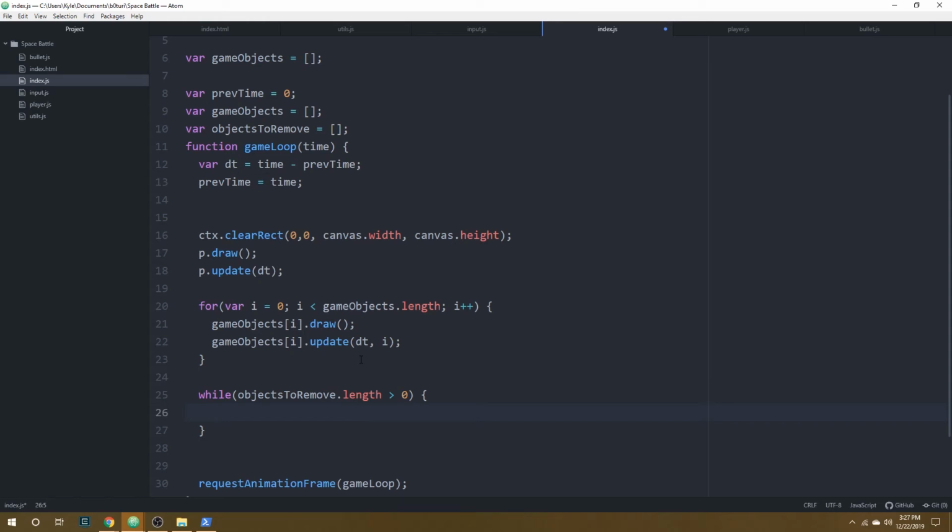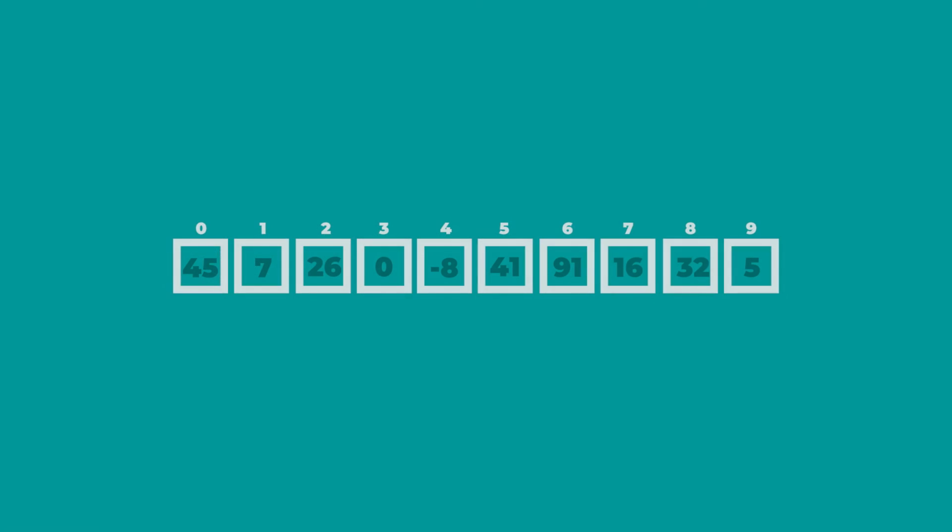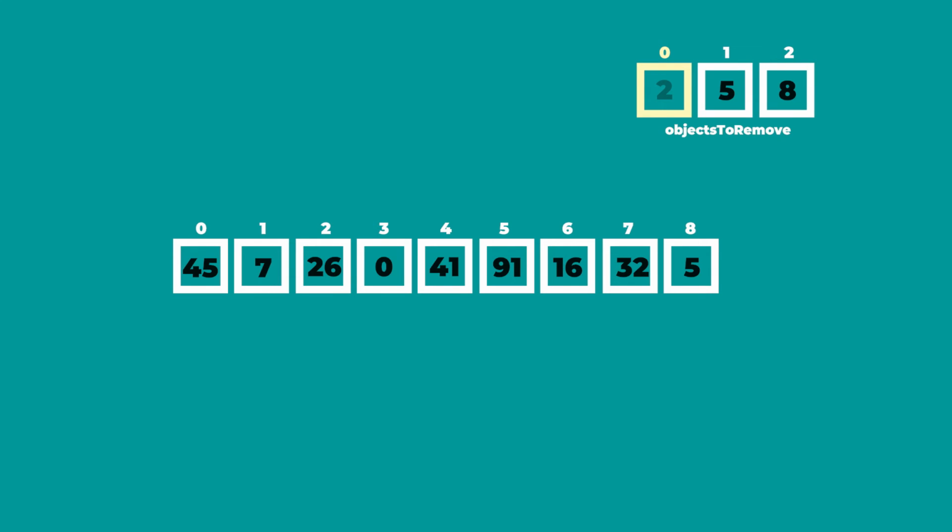Arrays have built-in functions to add or remove the first and last items in arrays, but we want to be able to remove any item from the array based on its index. So we're going to use the splice function. The splice function takes in 2 arguments, the first being the index we want to start removing items at, and the second being the number of items we want to remove, which will just be 1 for us. A straightforward way to do this would be to just get the first item in our objects to remove array, splice the game objects array there, and then remove that index from objects to remove.